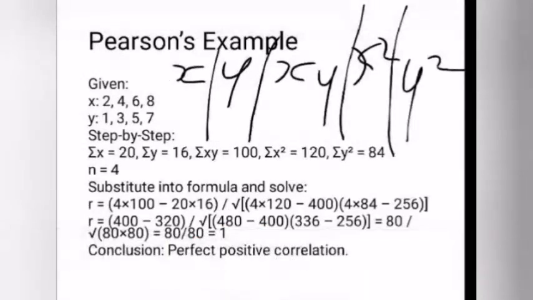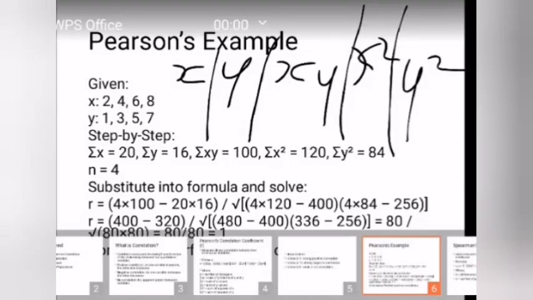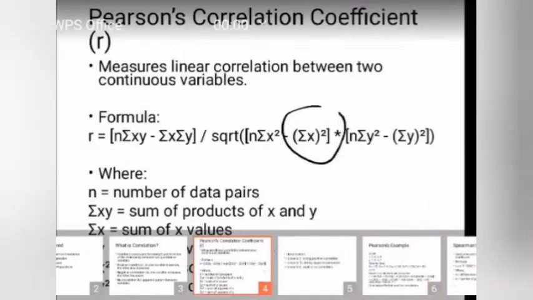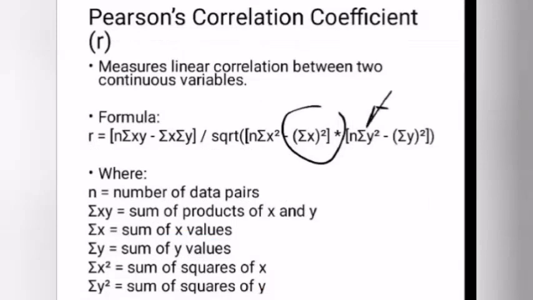So plugging it into your formula, n is 4. So 4 times 100 minus 20 times 16, all over square root of 4 times 120 minus 400. Because I told you we're going to find 20 square, that's sigma x square. So 20 square is 400, times 4 times 84 minus 256. The same thing is for this y side. This is summation of y square, and this is summation of y, then you square it.